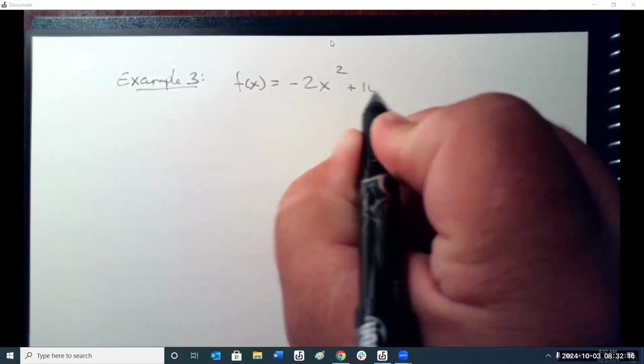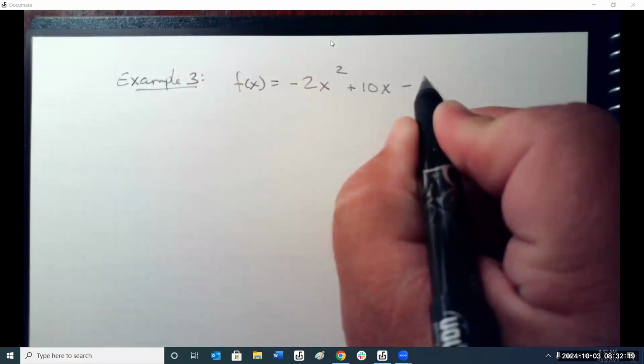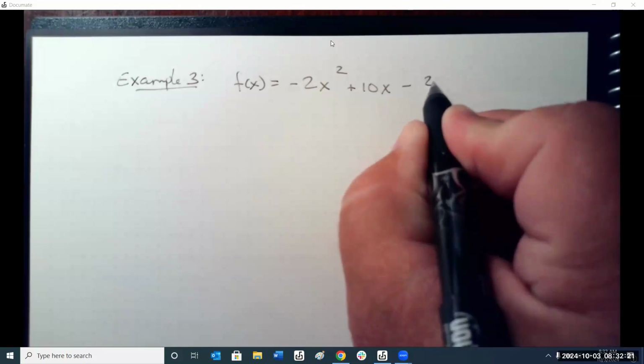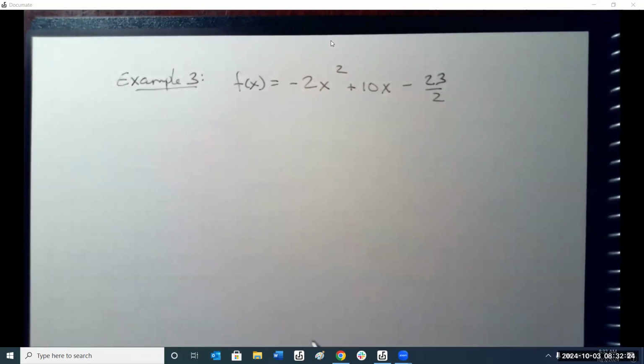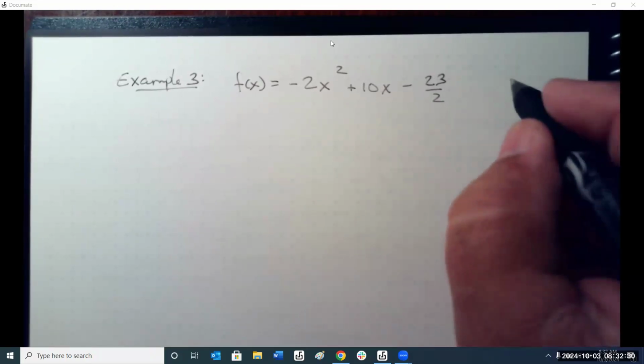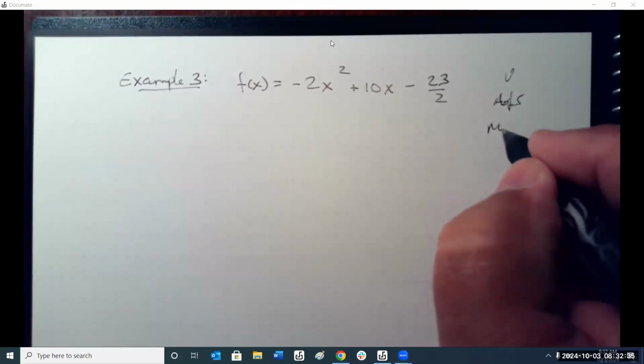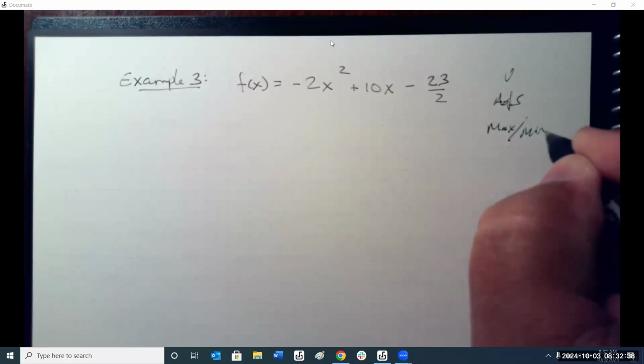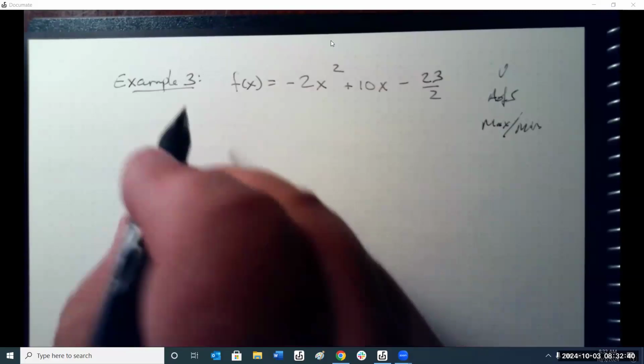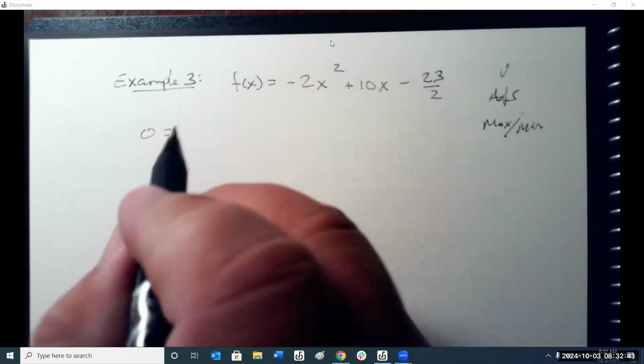Example 3. Our function equals negative 2x squared plus 10x minus 23 over 2. Okay. The vertex, axis of symmetry, max or min. First step, set it equal to 0.